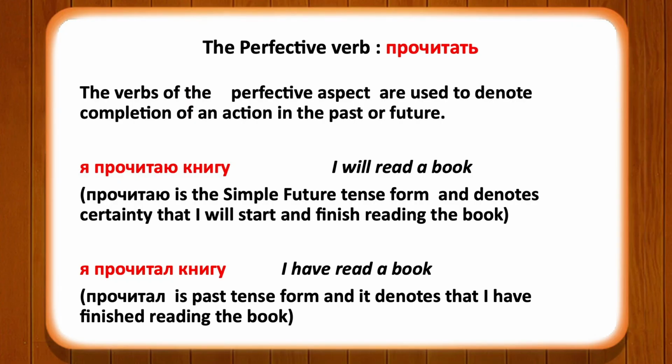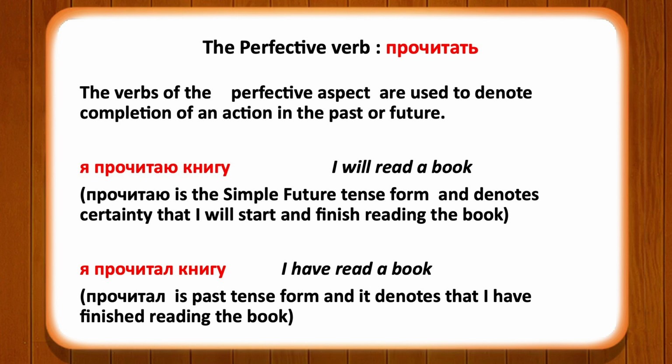compared to the imperfective counterpart, where the imperfective aspect was denoting an action that is ongoing, was ongoing, or will be ongoing in future. The perfective aspect verb denotes completion of an action. For example, let us take the verb прочитать. Прочитать is the perfective aspect verb of the imperfective counterpart читать. Прочитать. Let us use this verb in a sentence.